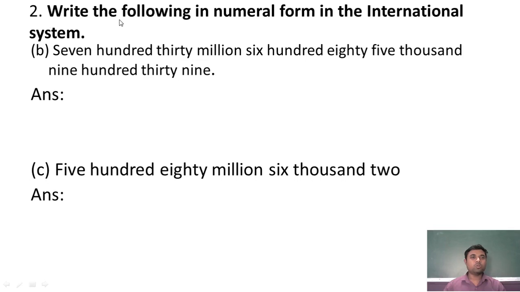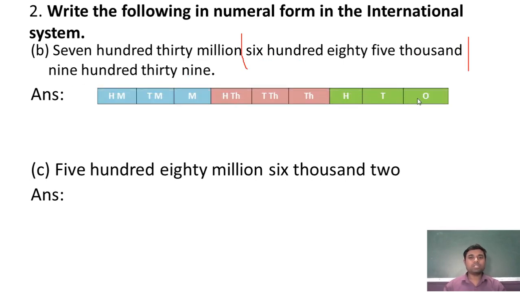Question number 2. Write the following in numeral form in the international system. See, here the number name is given and we have to write the numeral. So how do we write? Just see, 730 million, then 685,000. Just separate into periods. 939. Okay, or you can do this in this way.